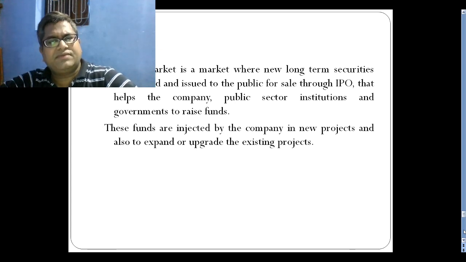We have discussed in detail the prospectus, what a prospectus contains, and how beneficial it is at the time of raising funds by the company, public sector institutions or governments. These funds are generally utilized in new projects, expansion, upgradation or modernization of existing projects.